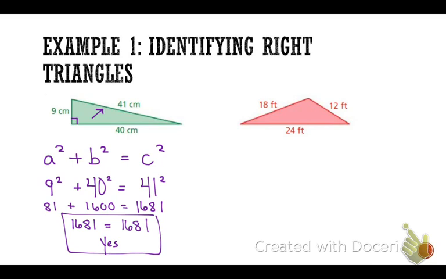I want you to go ahead and do the second one with your table buddies. Go ahead and work on the second one together. Remember, if both sides equal out, then it is a right triangle.